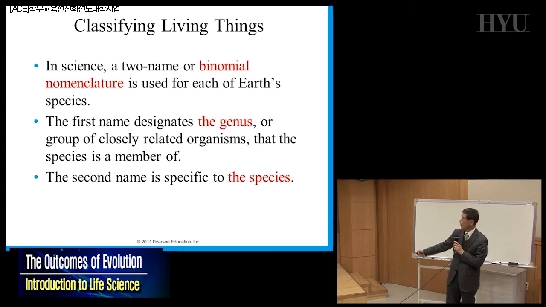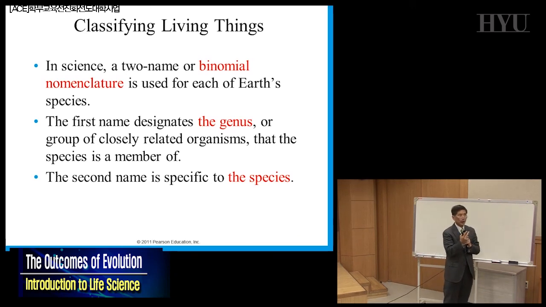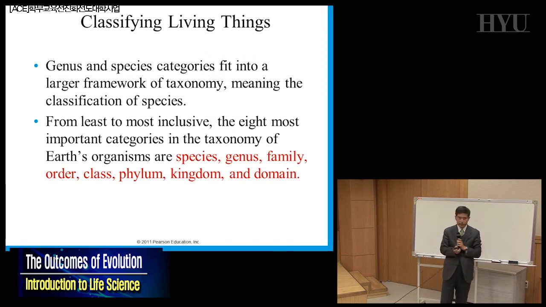The first one is called the genus name, 속명. The second one is the name of species, 종명. The name of genus, you write with a capital letter. The name of species, you have a small letter. Homo sapiens, H is a large capital, sapiens is a small s. Remember, you have to remember that one.